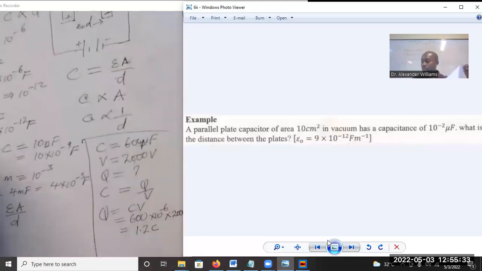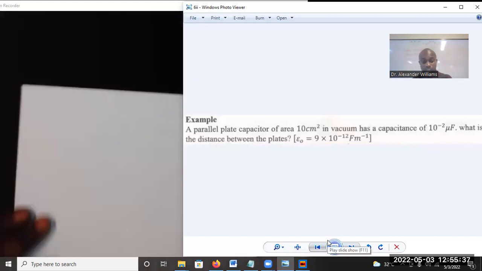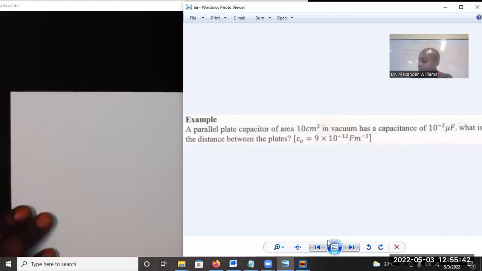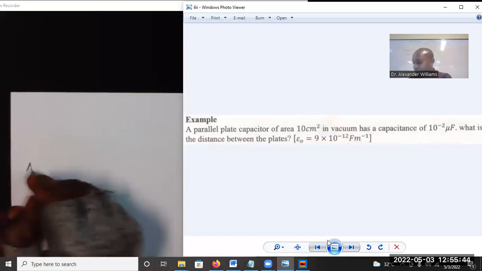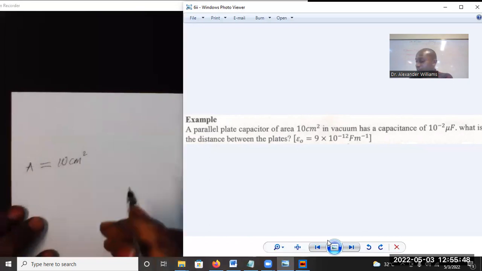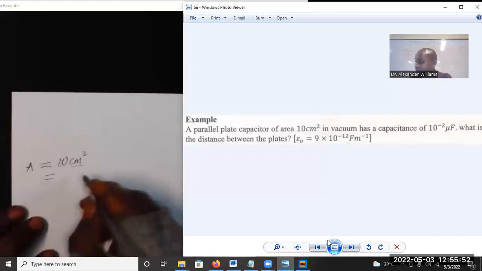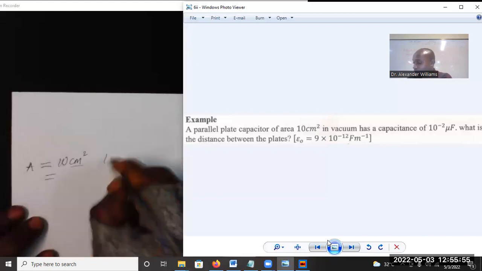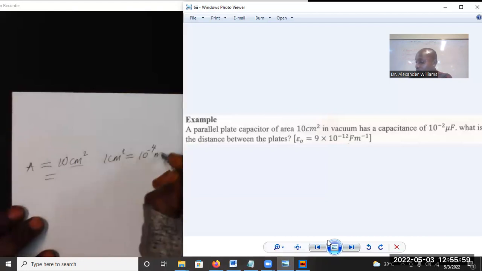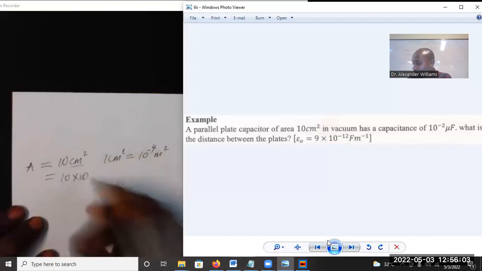Here's another example. The example says a parallel plate capacitor of area 10 cm square. The area is given as 10 cm square, and this is not the SI unit. You have to convert this to the SI unit. That is 1 cm square is equal to 10 raised to the power minus 4 meter square. That is 10 times 10 raised to the power minus 4 meter square.